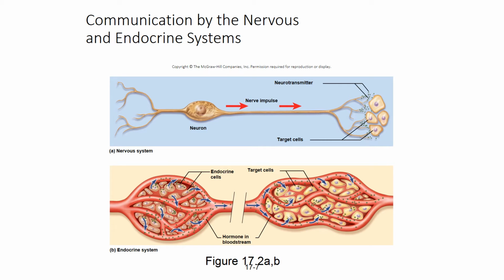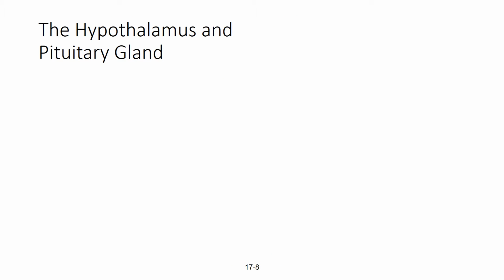So again, this is looking at what we've talked about, how communication happens by the nervous system and endocrine system. In the nervous system, we have an action potential that's sent down. We utilize neurotransmitters in order to stimulate or inhibit target cells. In the endocrine system, we dump hormones into the bloodstream. They course through the body, and then those hormones are going to bind to the target cells and have an effect on them. So they utilize the bloodstream.